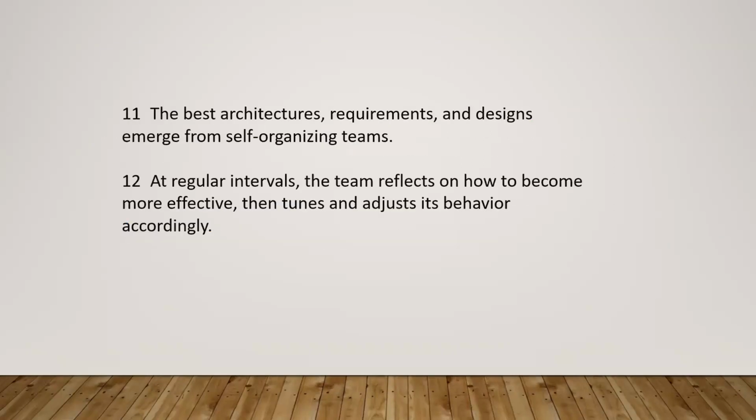Okay. And the 11th one: the best architectures, requirements, and designs emerge from self-organizing teams. This is an important thing, either in Scrum or Kanban or whatever Agile methodology or framework you use. If the teams are self-organizing, then you will be designing very nicely, understanding the requirements, and architecting things well. That will come from the self-organizing team. That means if the team is empowered, they will be able to deliver very nicely. Got it?